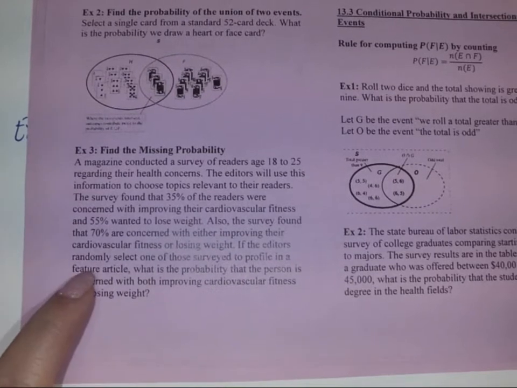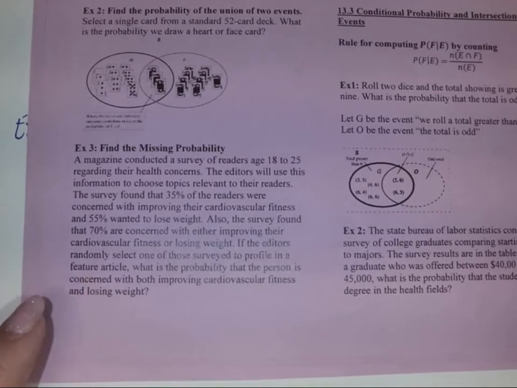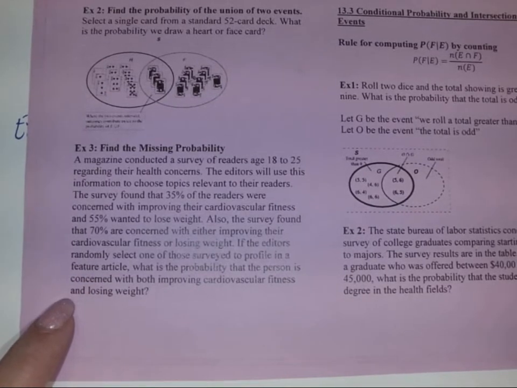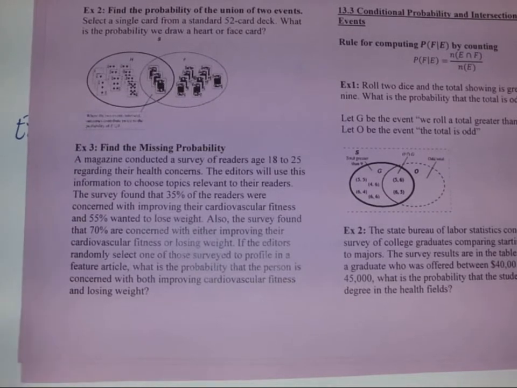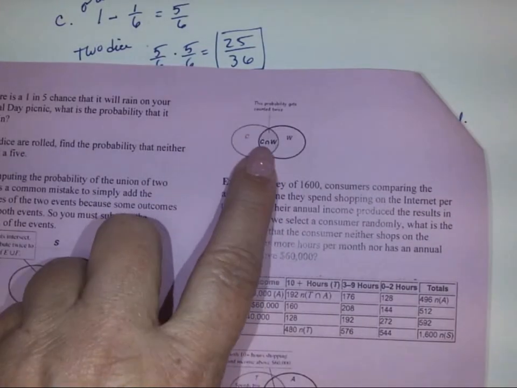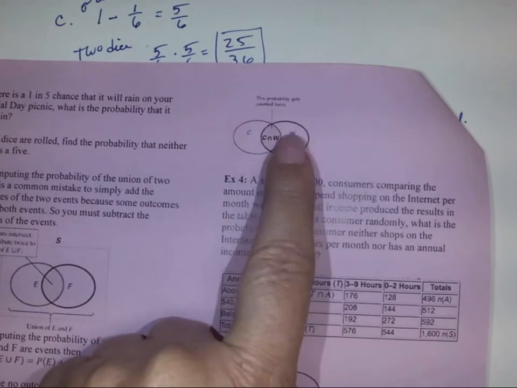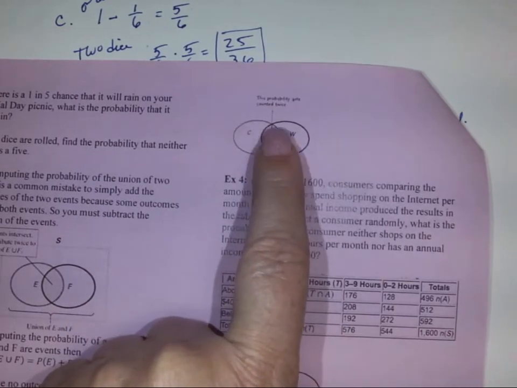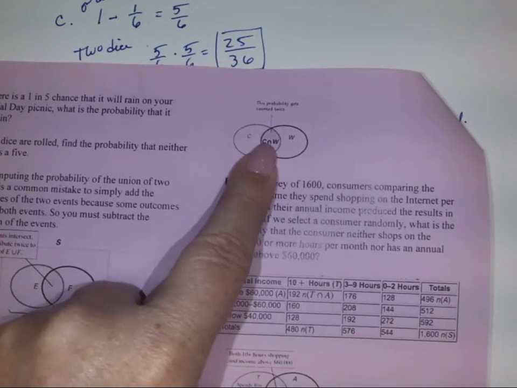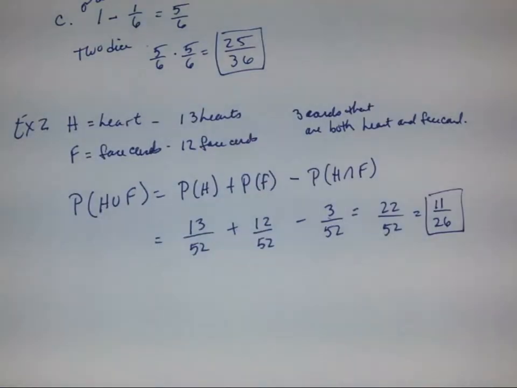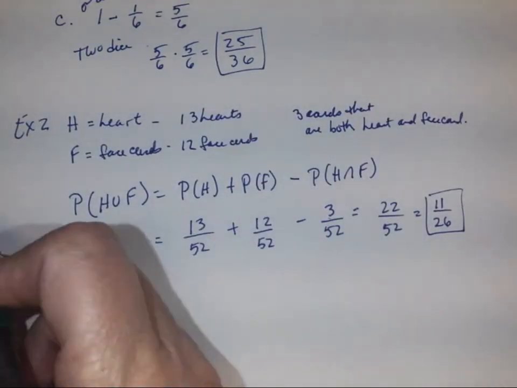If the editors randomly select one of those surveyed to profile in a feature article, what is the probability that the person is concerned with both improving cardiovascular fitness and losing weight? So we are looking at the cardiovascular and their weight and where they intersect. So they're looking for that. And remember, we have to worry about it being counted twice. All right, so here comes example 3.